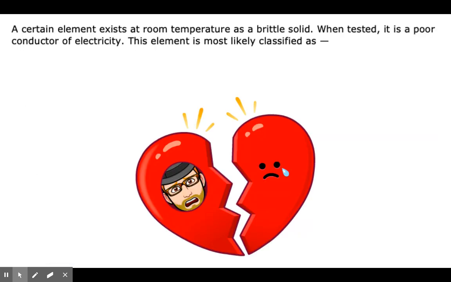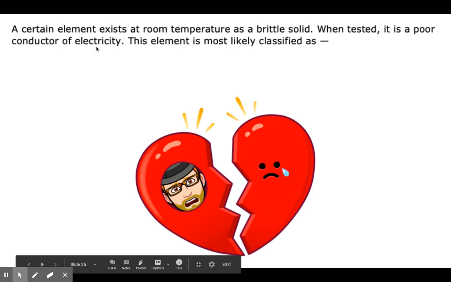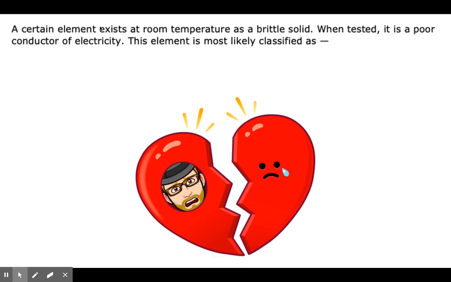A certain element exists at room temperature as a brittle solid. Brittle means it breaks easily. When tested, it is a poor conductor. Poor conductor. So look, it breaks easily, but it's also a poor conductor. And that poor conductor clue is going to tell us that it's a non-metal.